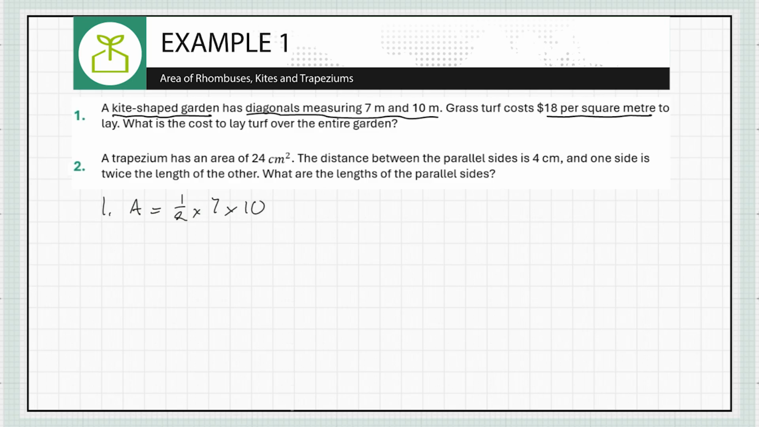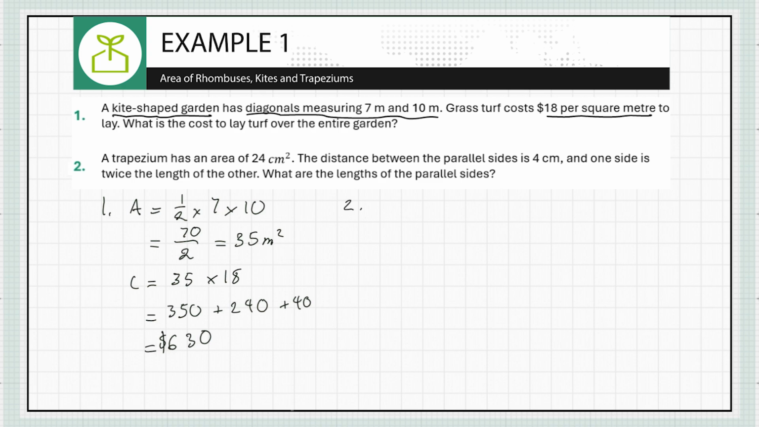Okay, so half times 7 times 10 is just 70 divided by 2, which is equal to 35. And that's 35 meters squared. Now we're told that each meter squared costs $18, so our cost is going to be equal to 35 multiplied by 18. So this will be equal to 350 plus 240 and then plus 40. So that just equals $630.